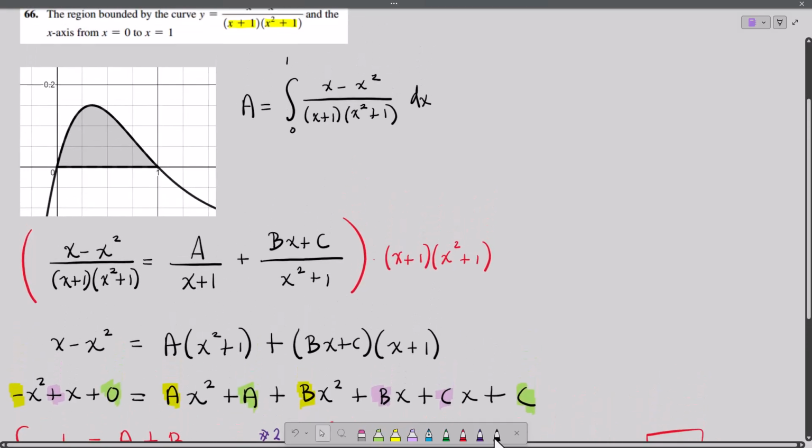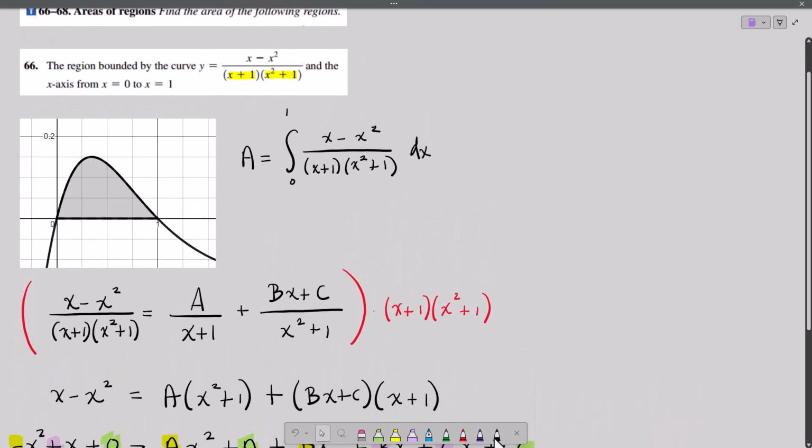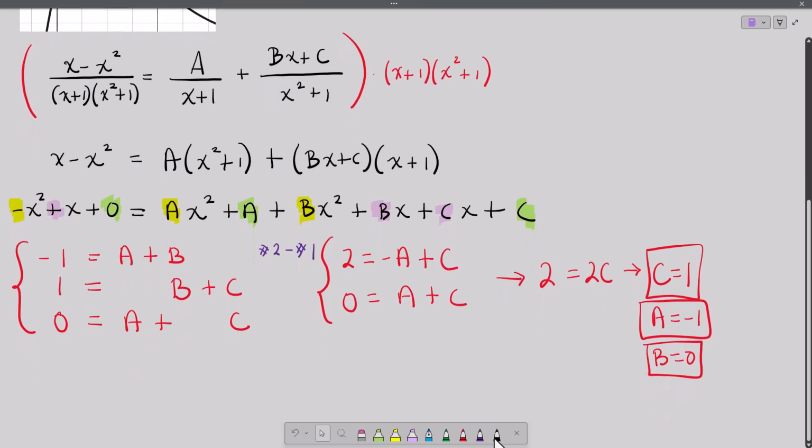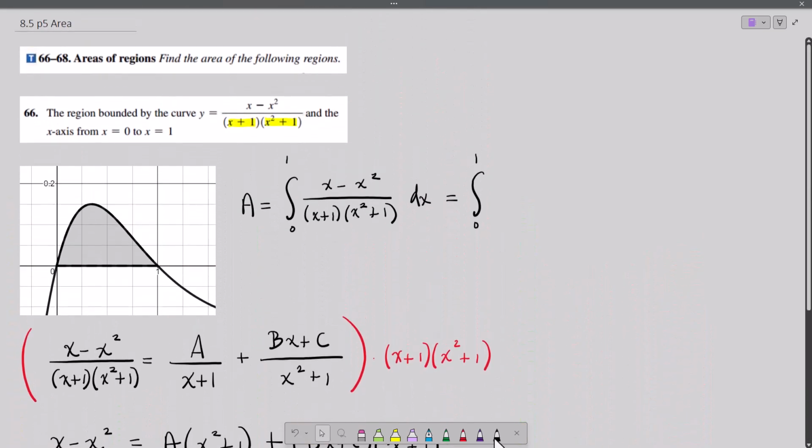All right, so now this integral can be rewritten as the integral from 0 to 1. And we have a over x plus 1, so -1 over x plus 1.